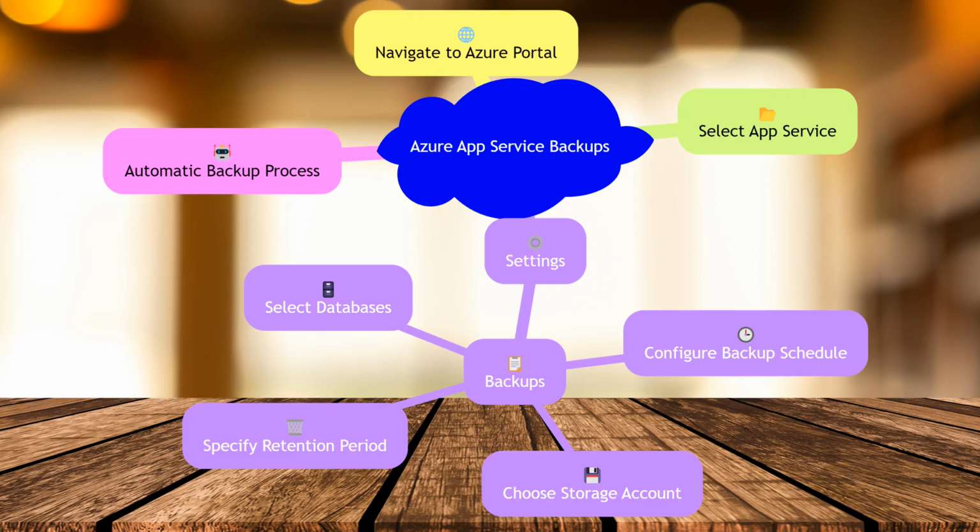To configure backups for your Azure App Service, navigate to the Azure portal and select your app service. Under the Settings section, choose Backups. Here, you can configure the backup settings, including the backup schedule, storage account, and databases to be backed up. You can also specify the retention period for your backups, ensuring that old backups are automatically deleted to save storage space. Once configured, Azure will handle the backup process automatically, according to your specified settings.